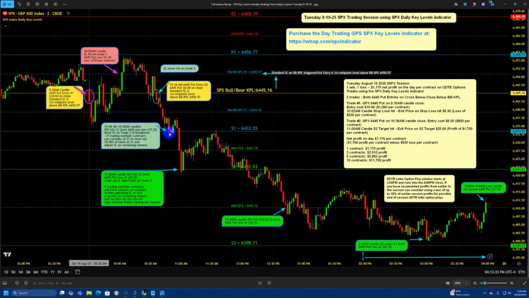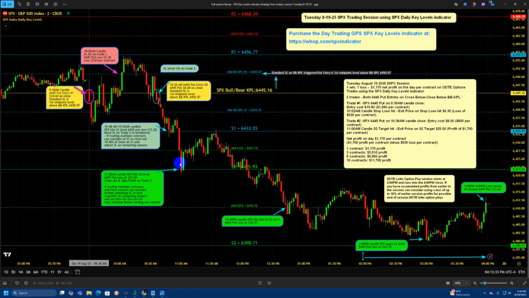Okay, so after a short move up here, we get a violent move down in these 3 candles, which spans just 6 minutes here. So we move down from about 64.36, 64.37, all the way to about 64.20 in just 6 minutes. So on the 11 a.m. candle, SPX hits the S2 level here. The 64.45 put that we bought at 8 is now $25. This is where you would close out and take your profit on trade 2.